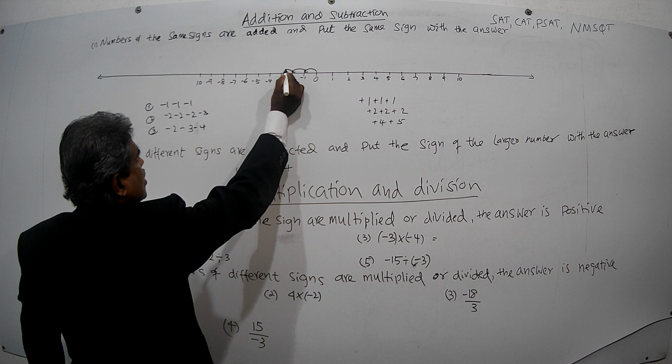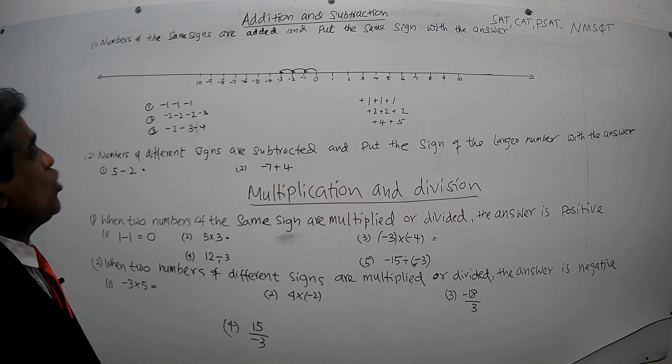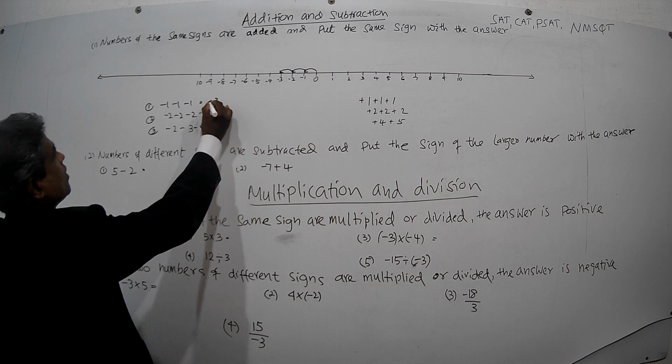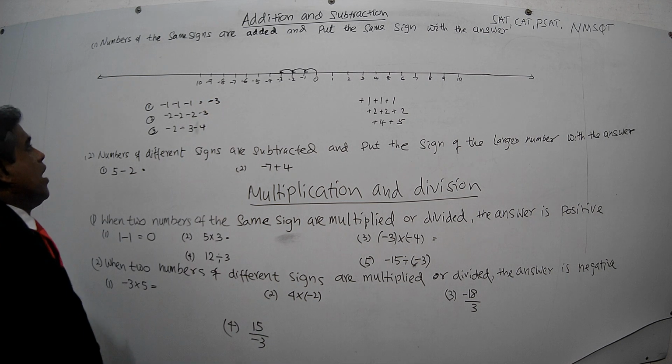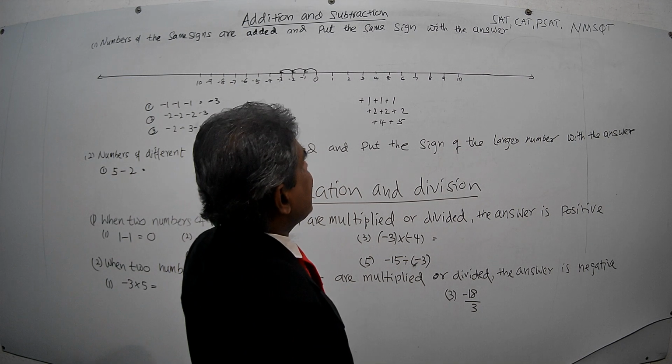There's another negative one. You are right. Now you ended up at -3. Therefore, the answer of this will be negative. Yes, -3. What is our rule? The numbers of the same signs are added, then put the same sign with the answer.